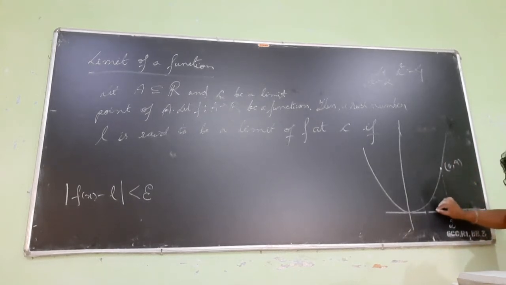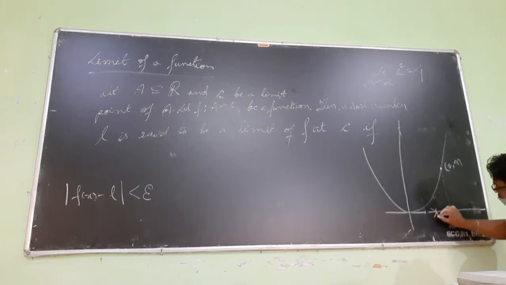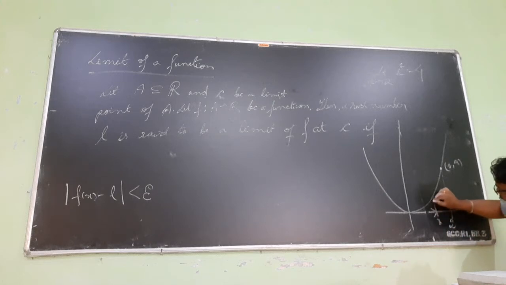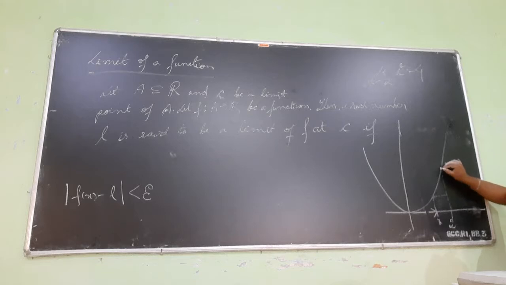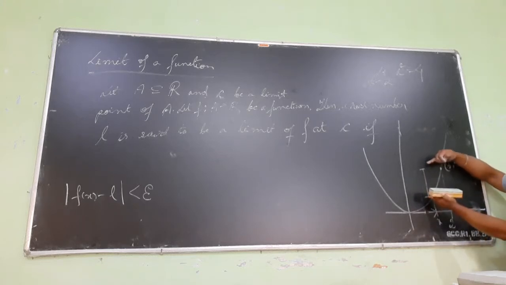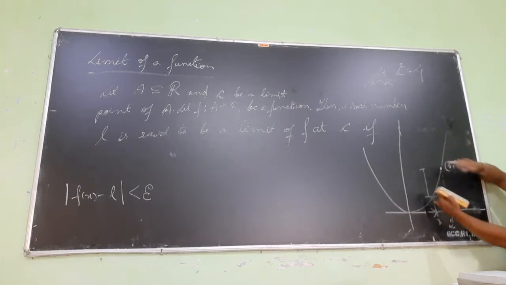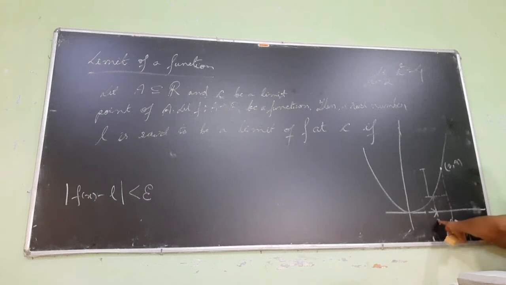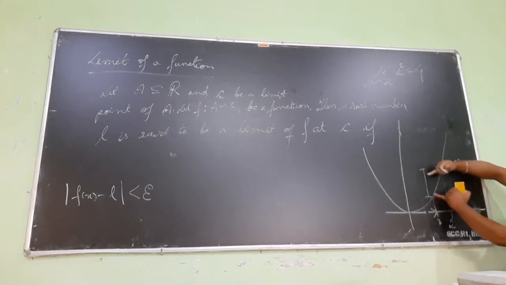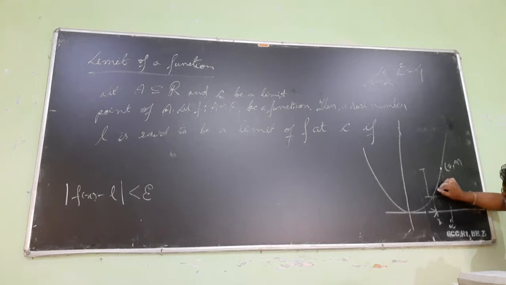If you approach 2 from this side, suppose you are at this position x. What is the difference between f(x) and L? This is the difference. And what is the difference between x and 2? This one. If I want to reduce this difference, what will I do? I will come closer to 2. I will approach 2.